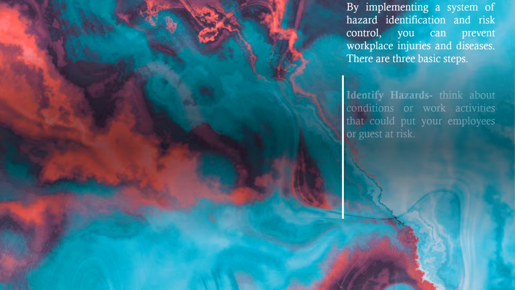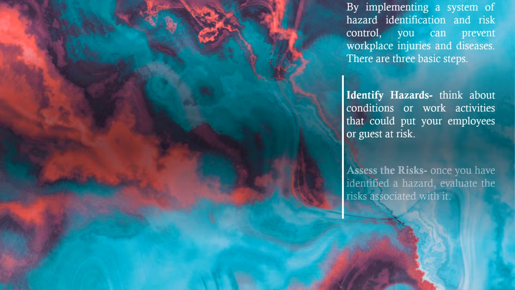First, we need to identify hazards. Think about conditions or work activities that could put your employees or guests at risk. Hazards are anything in the food service process that can make food unsafe. This may be biological, like bacteria and viruses; chemical, like cleaning agents and pesticides; and physical, like hair, glass, metal pieces, or any foreign object that is not intended to be in the food.